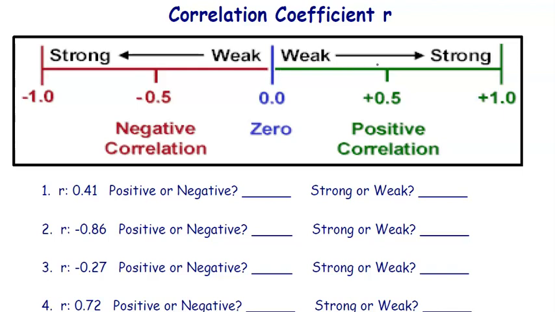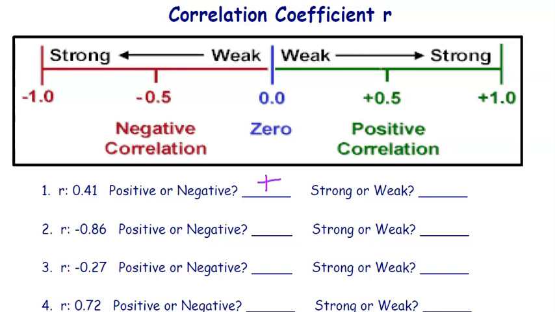As it approaches the right side, it has a positive correlation. When it approaches 1, it gets stronger and stronger. So by looking at this chart, let's look at some of these questions. On number 1, R, the correlation coefficient, is 0.41. Positive or negative? It's a positive number.